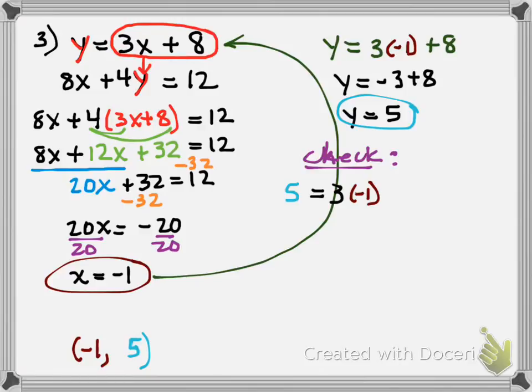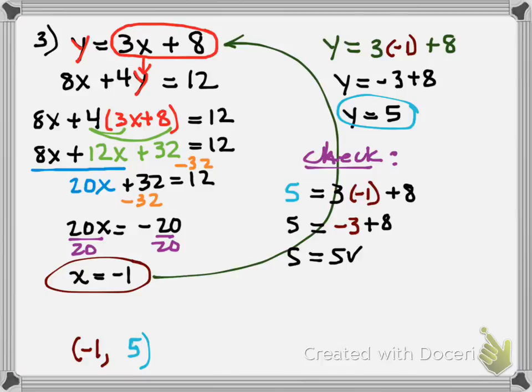Now, instead of acting all bored having to write this down, think about how lucky you are that you can know if you have the answer right or not, instead of waiting for a test to be graded. You should already know the answer because you've checked it. So 3 times negative 1 is negative 3. And then negative 3 plus 8 is 5. So 5 equals 5. So it satisfied the top equation.